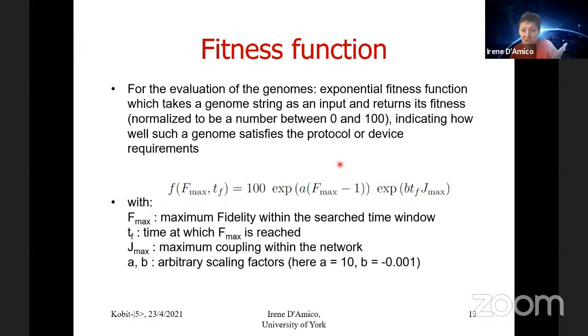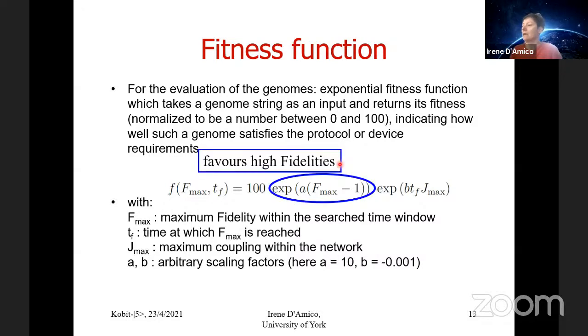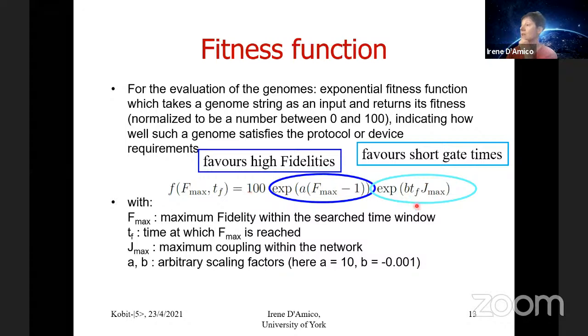They could be chosen differently. That algorithm is really versatile. This first exponential favors high fidelities with respect to the task that is specified. Remember, f max minus 1 is negative. So the closer f is to 1, the closer this exponential is to 1, and so the result is closest to 100. The second exponential favors short gate time, so we diminish the possibility of decoherence in this way.